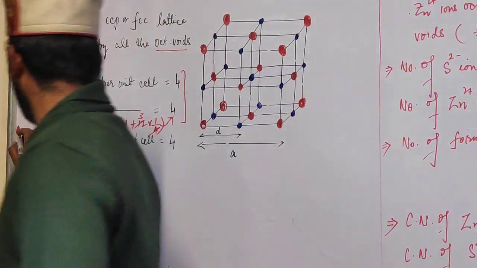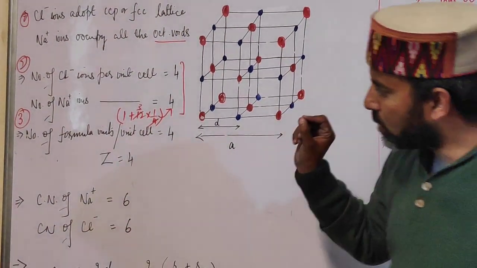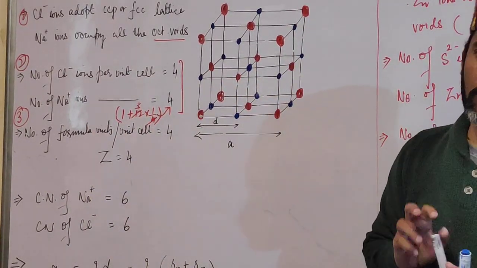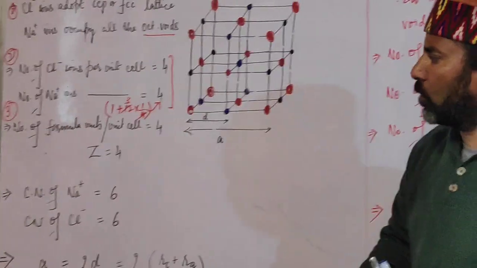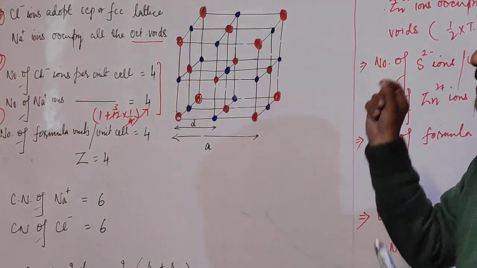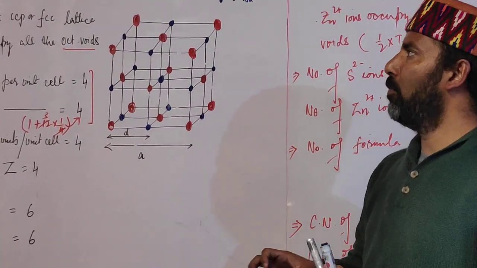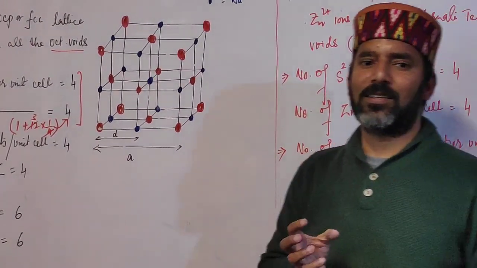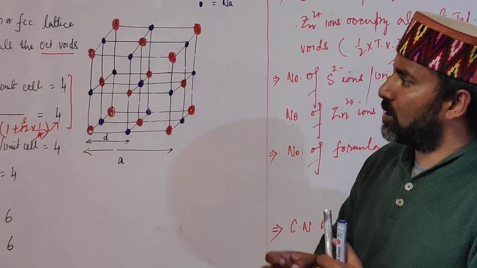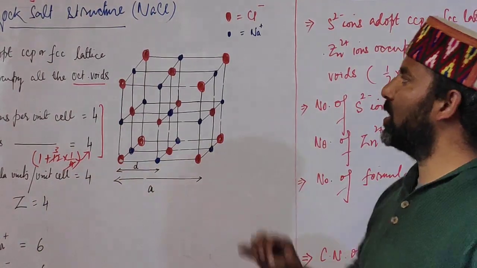Now next important point is how many formula units per unit cell are there? Now students, first what is formula unit? तो मैं आपको पहले ये बता दूं that in case of ionic compounds like sodium chloride, the chemical formula we write is NaCl. But students, let me tell you, this NaCl is not a molecular formula. Why is it not a molecular formula? Because sodium chloride is not a molecular compound. Sodium chloride is an ionic compound, and ionic compounds are composed of ions, not molecules. So this NaCl does not represent a molecule of NaCl.